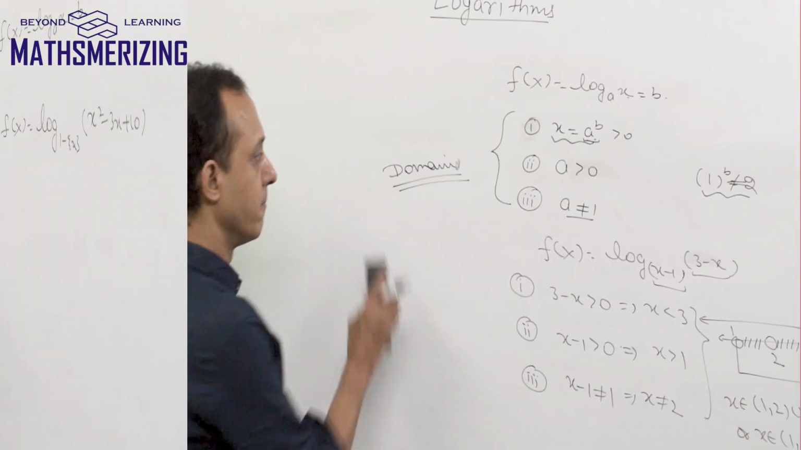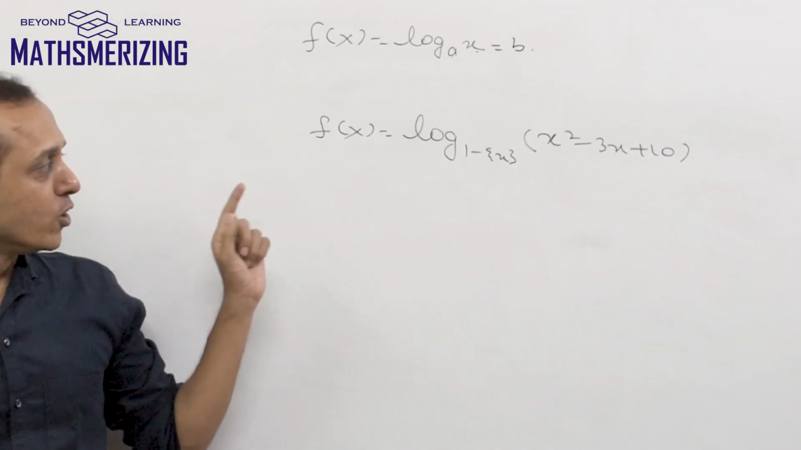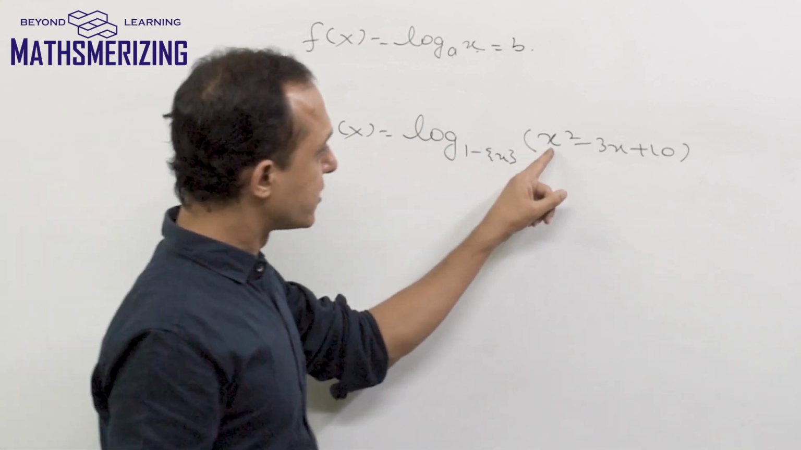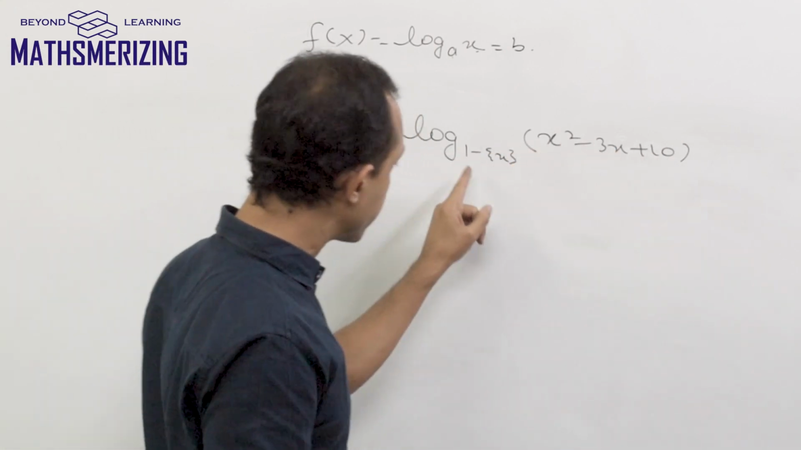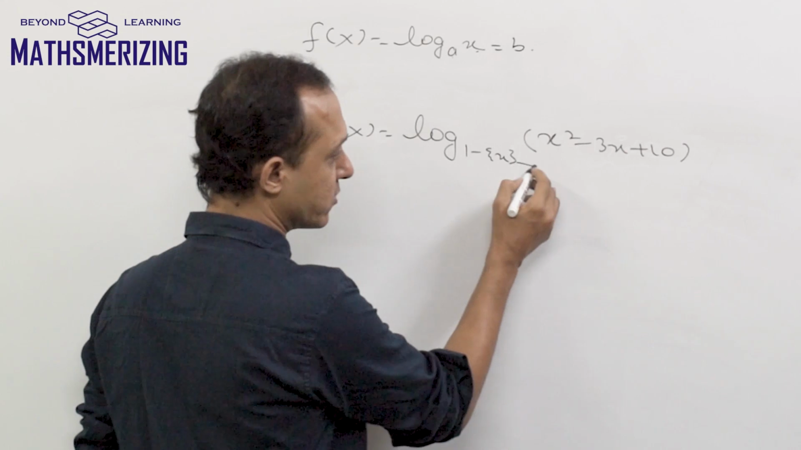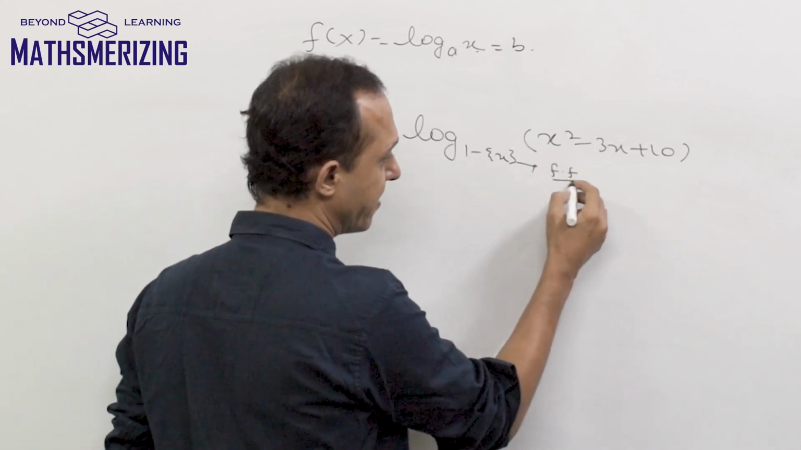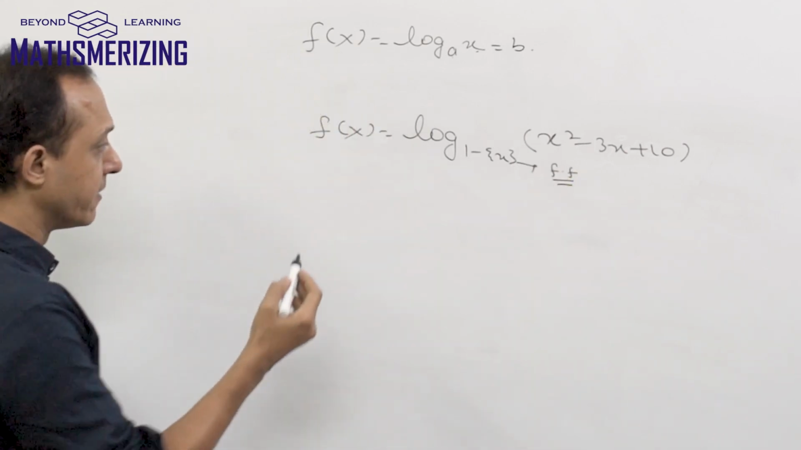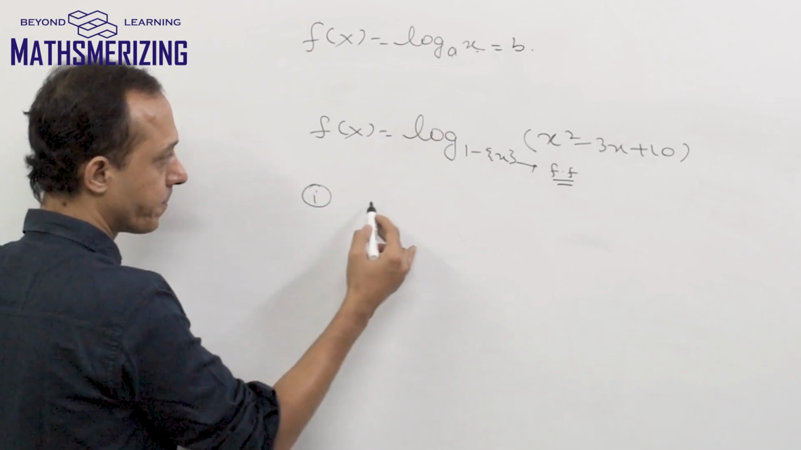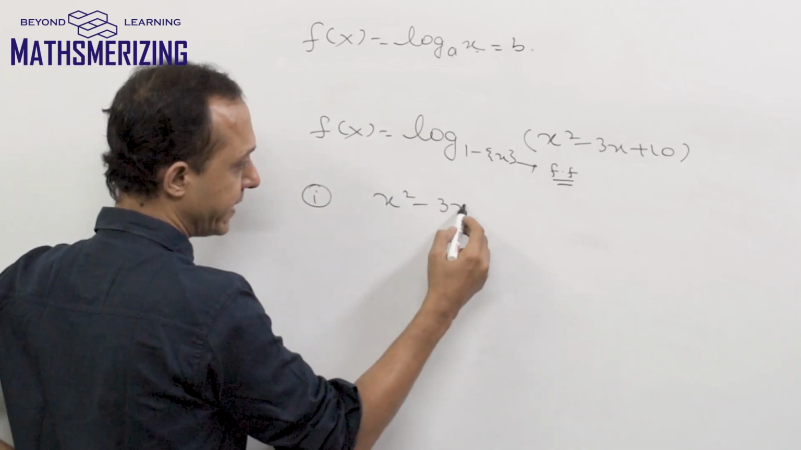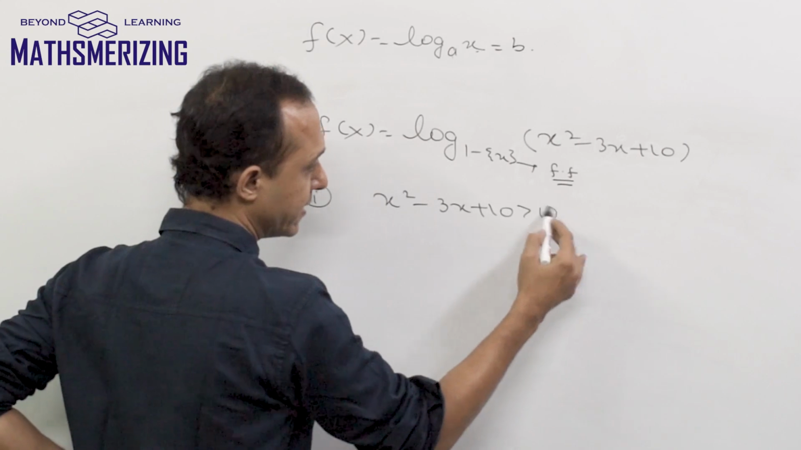I'll take up an example. Suppose I have to find the domain of the function which is log of x square minus 3x plus 10 to the base 1 minus fraction part of x. So these curly brackets represent the fractional part function. Now again, I'll take up the three conditions. So the first condition is x square minus 3x plus 10 should be greater than 0.